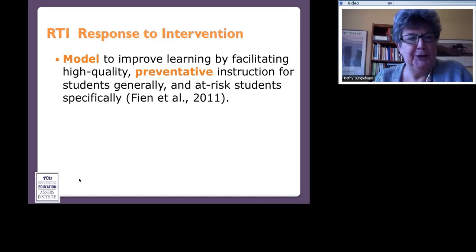In terms of offering a definition of RTI for you, I took the definition of Dr. Hank Fine and his colleagues, talking about response to intervention as a model to improve learning by facilitating high-quality, preventative instruction for students generally and at-risk students specifically. You'll notice that I highlighted the term model because I think we need to think of RTI as a preventative model to assist all students, not just those students who have learning difficulty, but all students within a school. And I think that's a very important point for us to keep in mind.